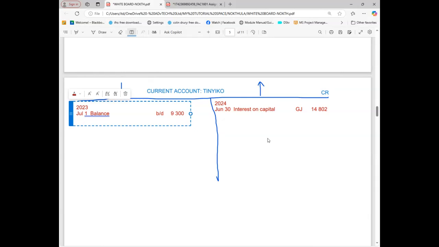But I want to understand at the same time. Are you with me? Yes, I'm with you. So here I'm going to say June 2024, June 30, and then we say interest on current account. Yes. Okay.